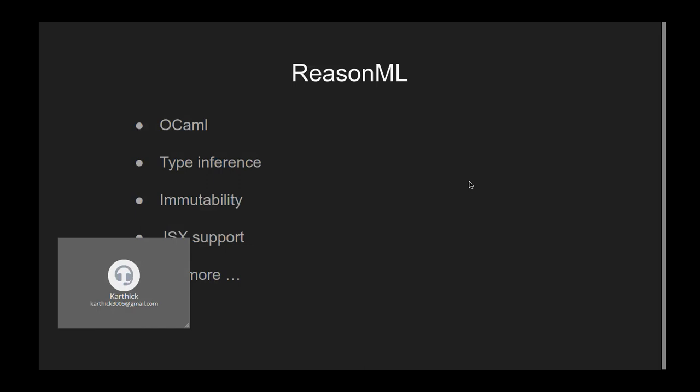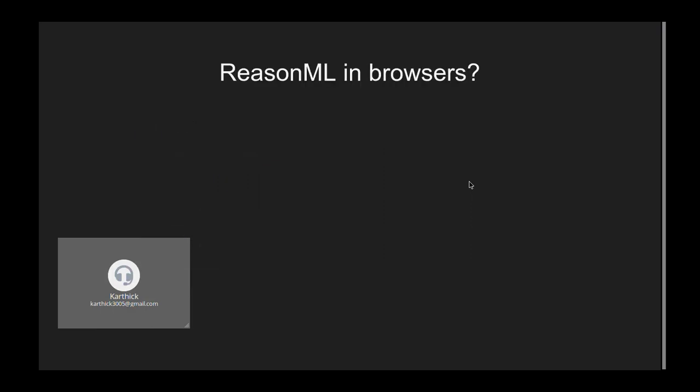ReasonML has type inference, and it has immutability out of the box. The default thing in ReasonML is immutability. You can mutate values, but the default is immutable. And then it has first-class JSX support. You don't have to import any packages to convert the JSX to React.js and all this. And there are a lot more.